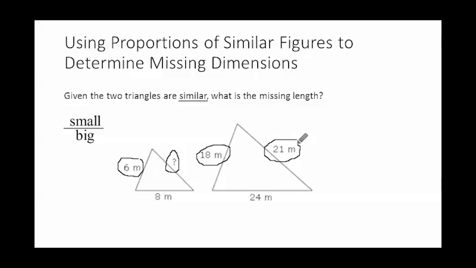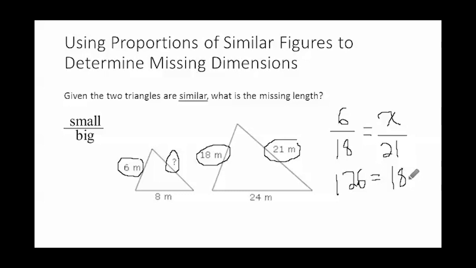So for the two sides I know, the small length is 6. My big length for the larger one is going to be 18. For the small figure, I don't know, so I'm going to use a variable, x. And I do know the length of the bigger triangle, which is 21. Now I have a fraction equal to a fraction. Here I can go ahead and cross multiply. So I'm going to do 6 times 21. That gives me 126. Multiplying across the other diagonal, 18 times x gives me 18x.